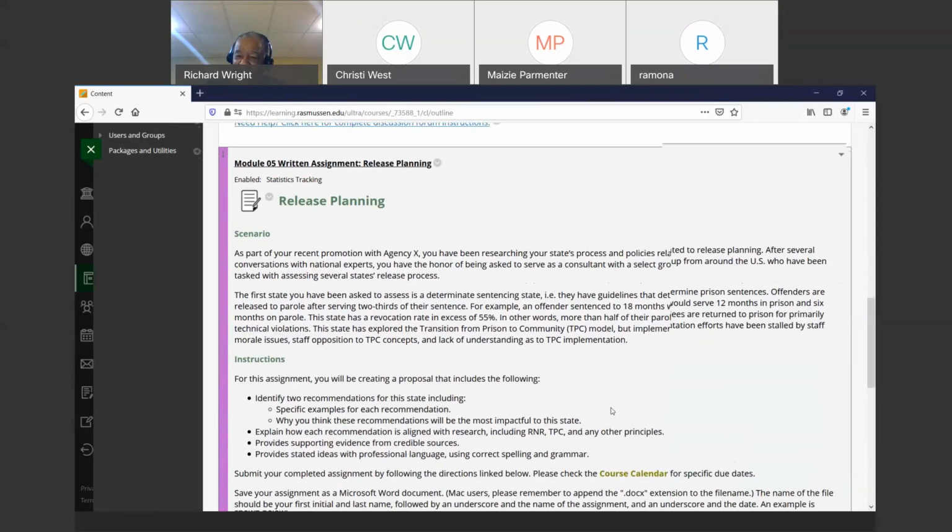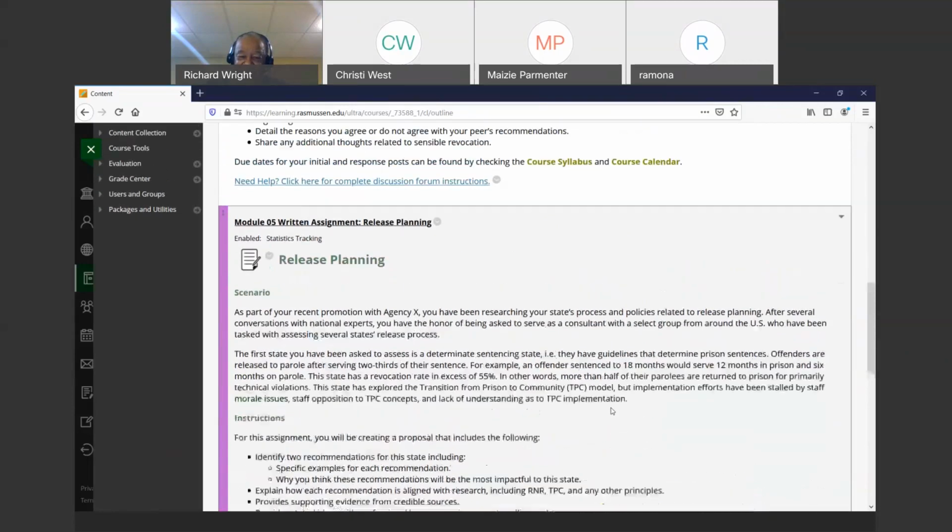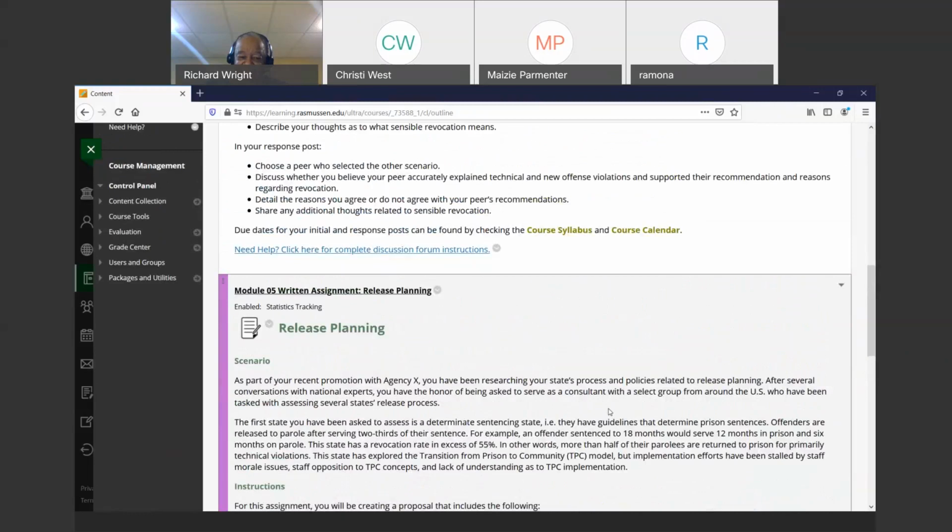Okay. It tells you that the first state you have been asked to address is a determinate sentencing state. It doesn't tell you what state. It's telling you that the state is a determinate sentencing state. And you're going to have to explain what determinate sentencing generally means and the guidelines that generally go with determinate sentencing, not of a specific state. Okay. Anything else?